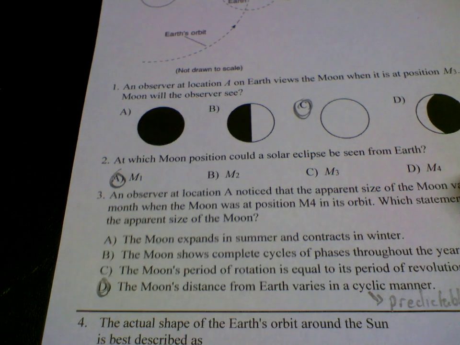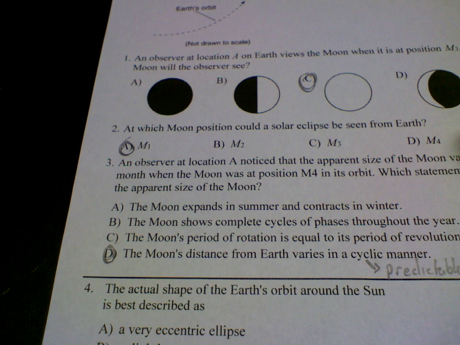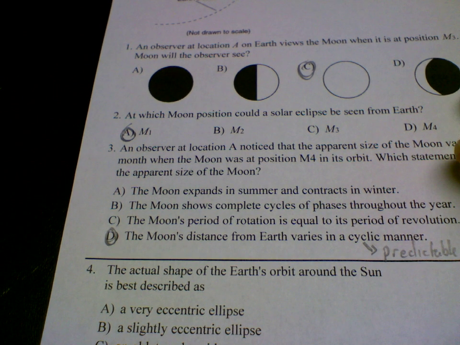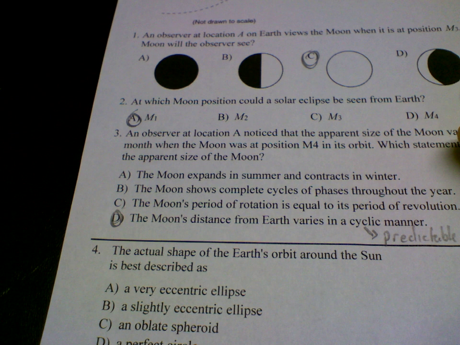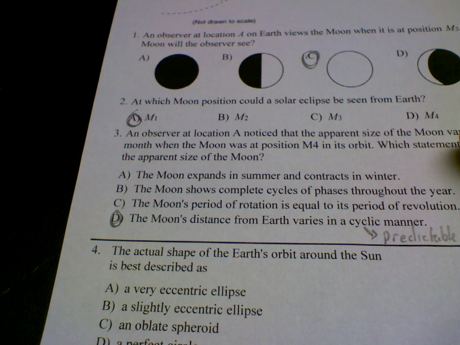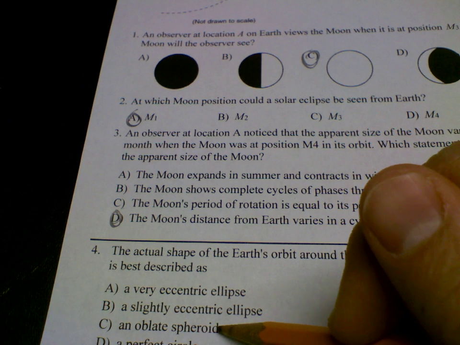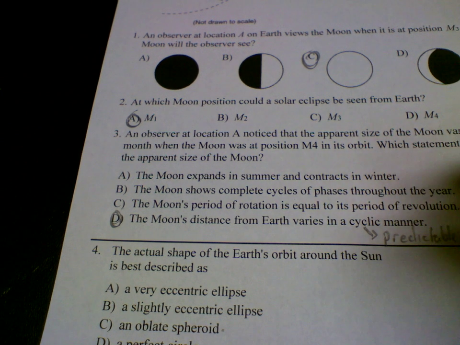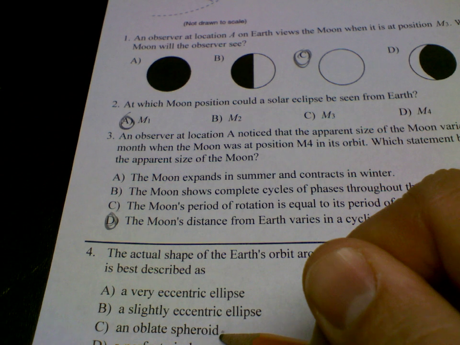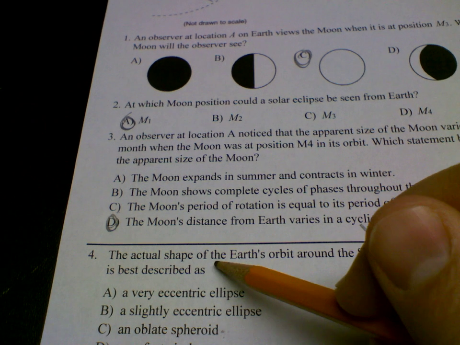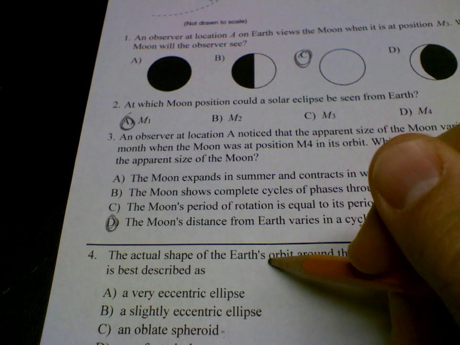Next is number 4. This is a question that I noticed a lot of people were mixing up. And, if we were in class, I would totally tell you what to do. But since we're on video, I'll tell you via the video. The actual shape of Earth's orbit around the sun is best described as, this was on one of your worksheets, and I noticed people were answering C. That is a classic answer here. The oblate sphere is actually the shape of Earth. They're asking you the shape of Earth's orbit around the sun.